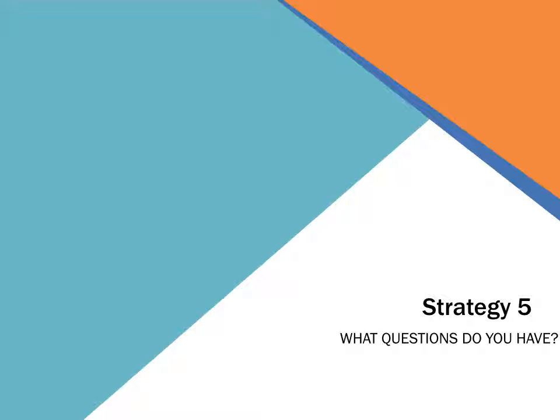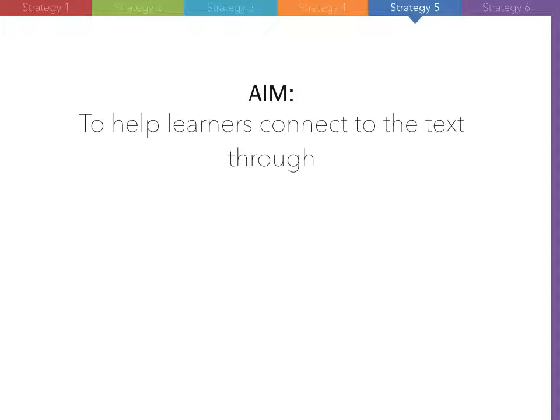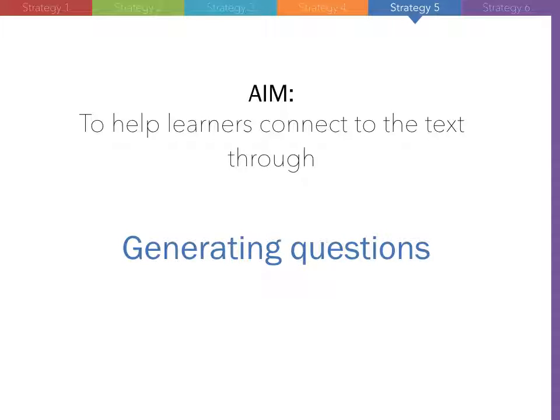The next strategy is, what questions do you have? The aim of this strategy is to help learners to connect to the text through generating questions. Often teachers rely on the typical form of questioning where the teacher asks the learners questions and the learners provide the answers. This strategy flips it on its head and allows the learners to generate their own questions to ask either the teacher or their friend next to them.